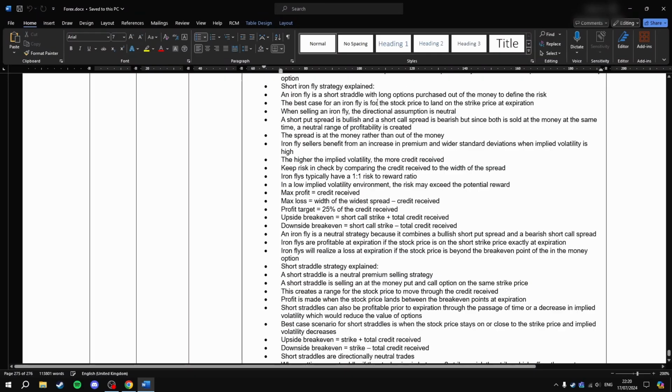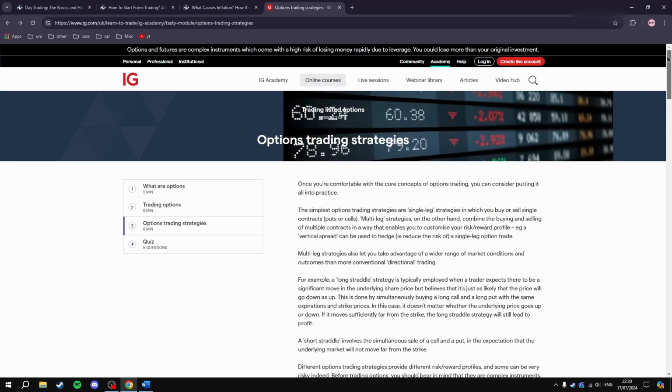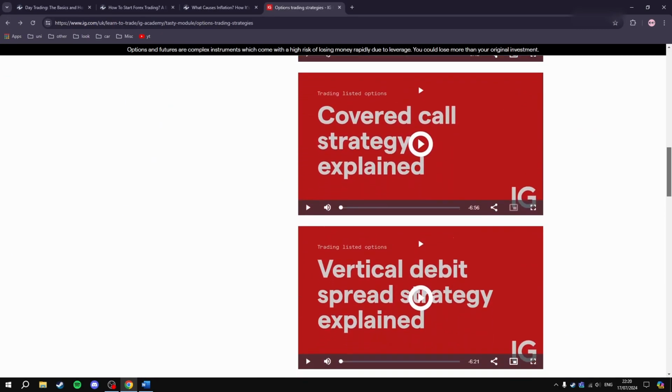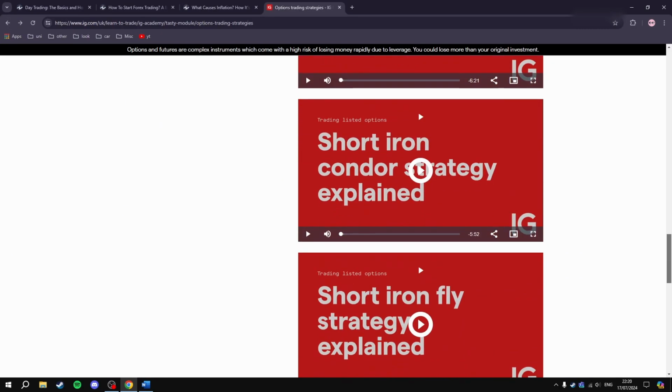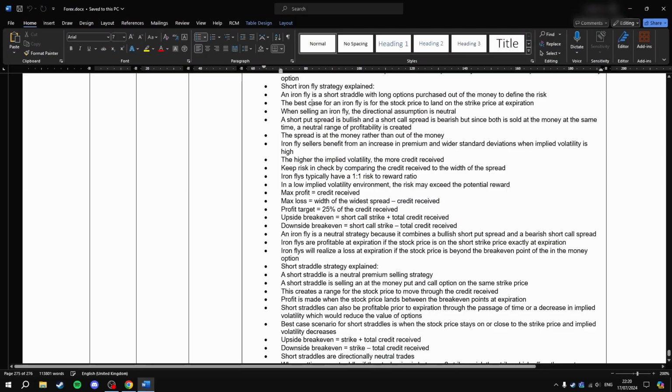We finished off the last two videos of the options trading strategy. So we went through short iron fly and short straddle strategy explained. So for short iron fly strategy explained, an iron fly is a short straddle with long options purchased out of the money to define the risk.